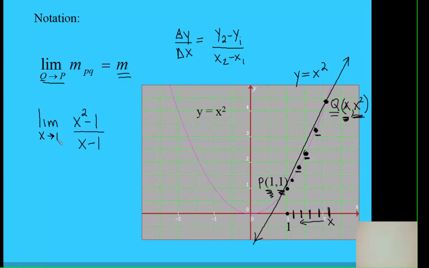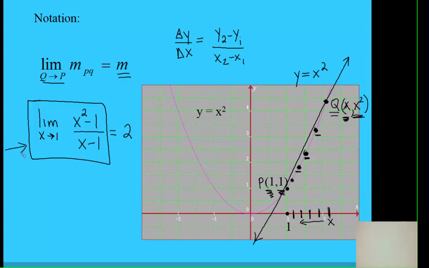When we did the analysis on this, when we looked at the slope of that secant line as q approaches p, we said we think that the slope of that tangent line is 2, and that's correct. This is why the limit process, or limits, is so important in calculus.